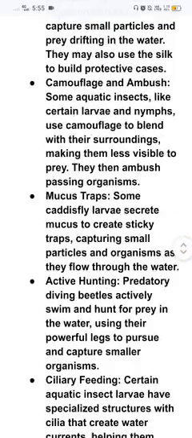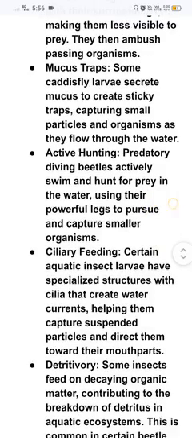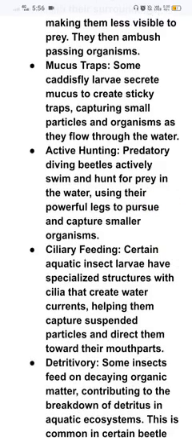Then mucus traps. Some caddisfly larvae secrete mucus to create sticky traps, capturing small particles and organisms as they flow through the water. Mucus traps are also created by these aquatic insects to capture food. And active hunting, in the sense predation. So predatory diving beetles actively swim and hunt for prey in the water, using their powerful legs to pursue and capture smaller organisms. Then ciliary feeding.